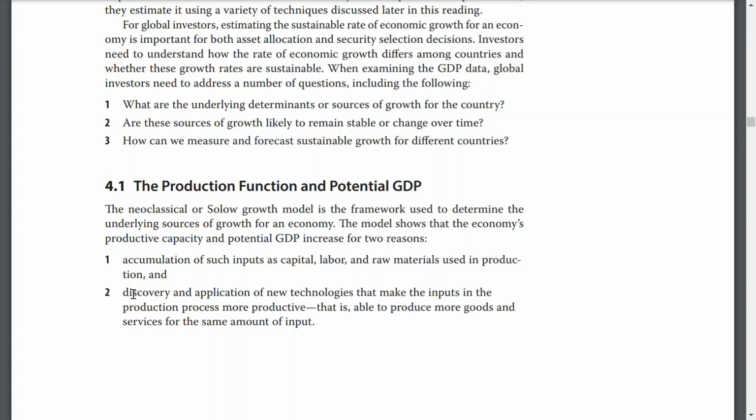The production function of potential GDP, the neoclassical or Solow growth model, is the framework used to determine the underlying sources of growth for an economy. The model shows the economy's productive capacity and potential GDP increase for two reasons. One, accumulation of such inputs as capital, labor, and raw materials used in production; and two, discovery and application of new technology that makes the inputs in production processes more productive, that is, able to produce more goods and services for the same amount of input.